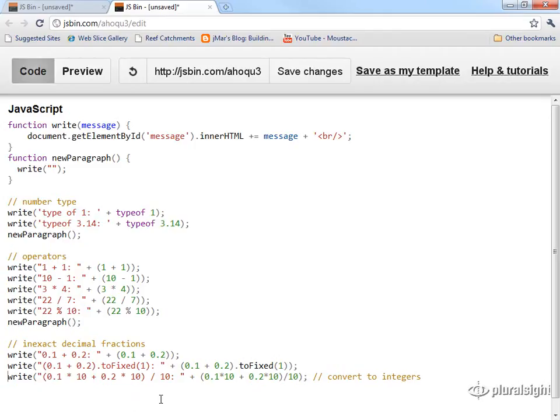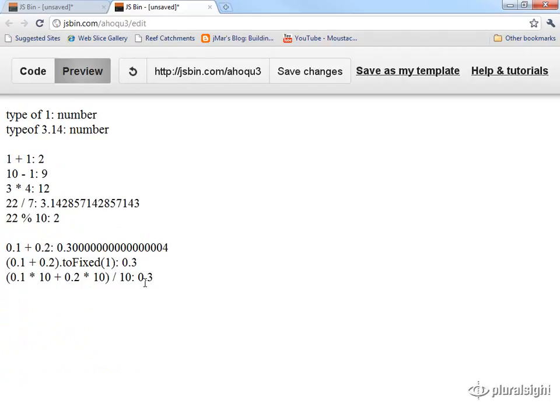So my same example repeated again, but this time I convert each of the decimal fractions to a whole number by multiplying by 10, perform the addition, and then at the end divide by 10 to get back to the correct value. And you can see when I do that, because I was working with whole numbers instead of decimal fractions, the result is correct.